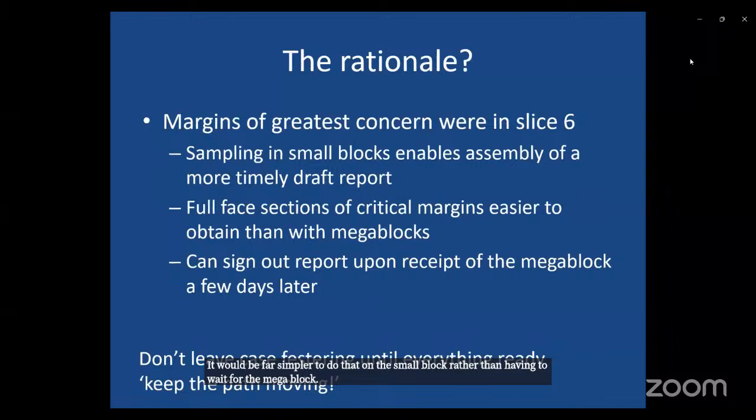That said, if you're doing it, then please do approach the slides as they come through, because there's nothing worse than leaving a slide to sit for a mega block to appear for a week and nothing's been done, and then you just have to take extra levels anyway. So always keep the path moving.